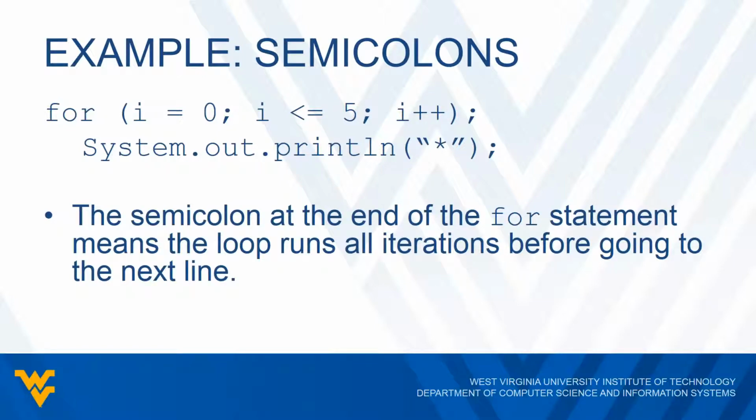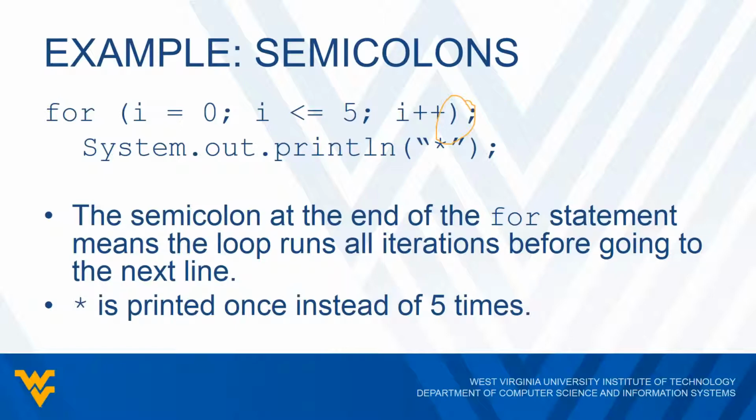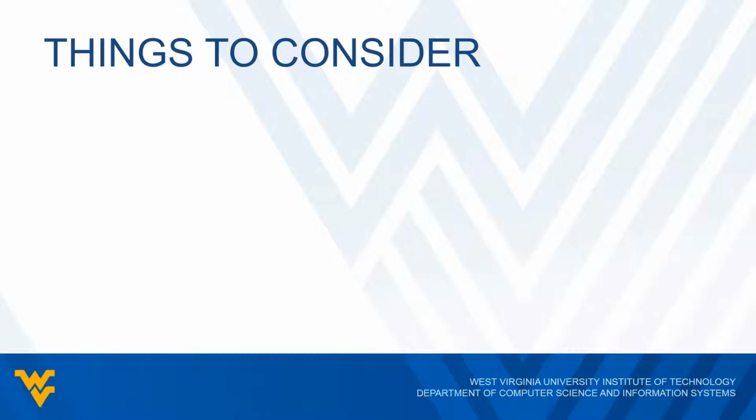The semicolon is at the end of our for loop. And what this means is the loop's going to run all the iterations before going to the next line. So as long as i is less than or equal to 5, we're basically doing nothing, and we're just going to do nothing 5 times. So what happens here is our star gets printed once instead of 5 times. So we need to be very careful to make sure that we do not include the semicolon at the end of our for loop.